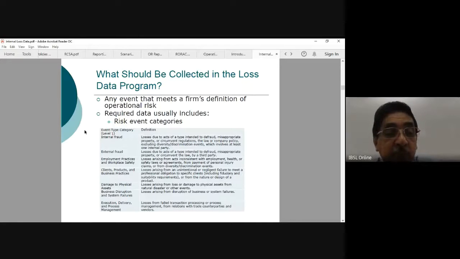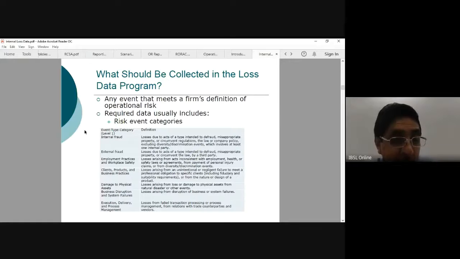And what do you mean by internal fraud? Losses due to acts of a type intended to defraud, misappropriate. I think I don't need to give so many explanations. You all know what internal fraud is. But the most important thing here is, when you categorize internal fraud, at least one staff member, one internal person, should be involved in that fraud. If that is so, we can categorize it as an internal fraud.